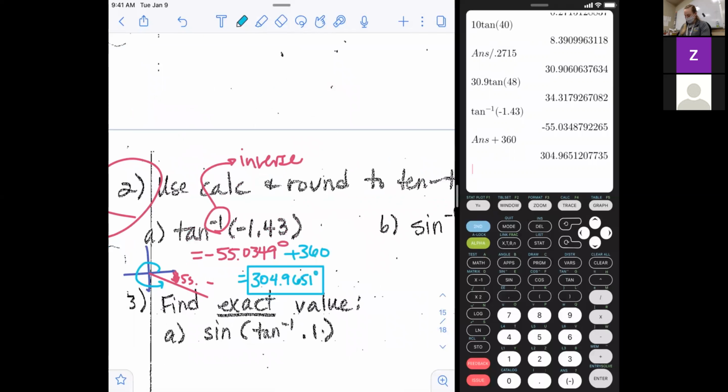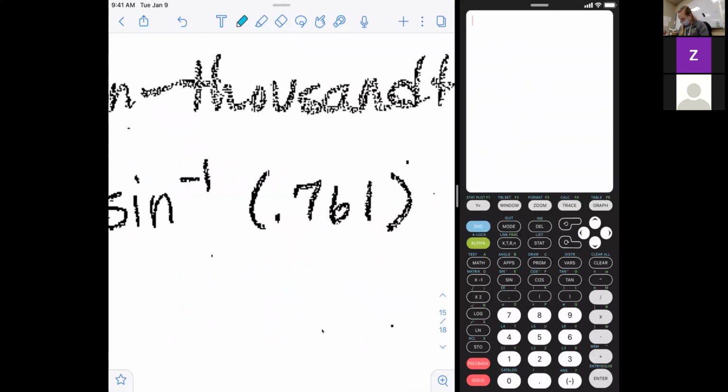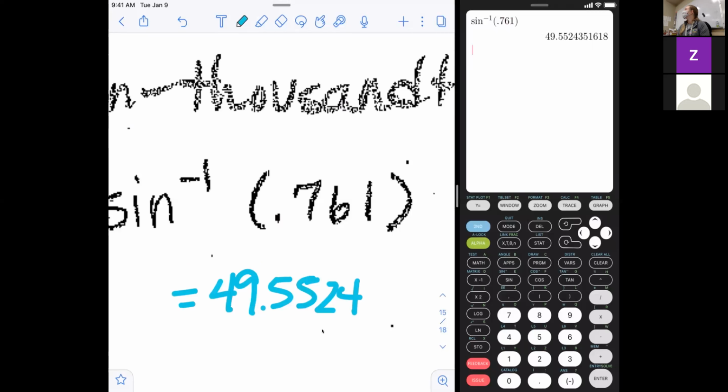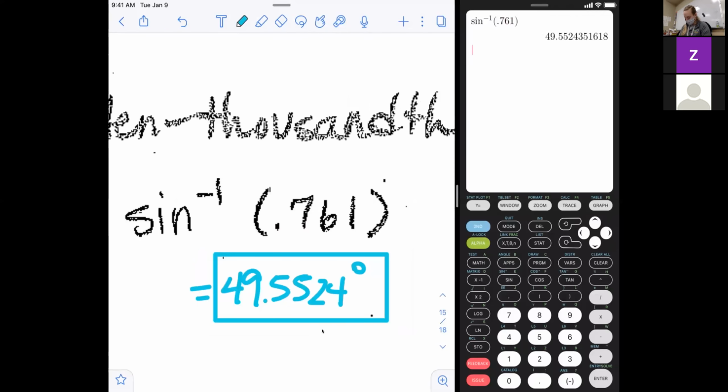All right, next one says sine to the negative first of 0.761. So I'm going to do second sine 0.761. Oops, not regular sine, second sine 0.761. And I get 49.5524. Do I have to do anything to this one? Nope. We're used to seeing it look like this. This is a normal angle. We know where 49 is. It's in quadrant 1. Easy. You good with that?